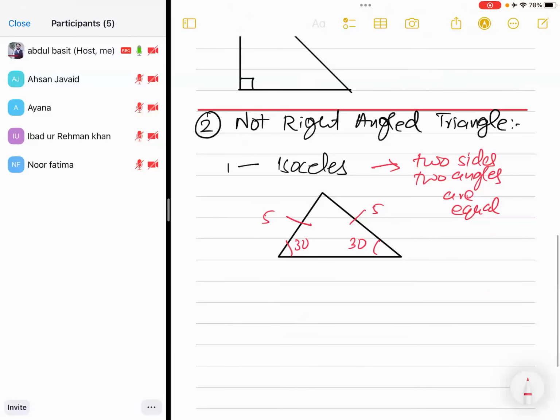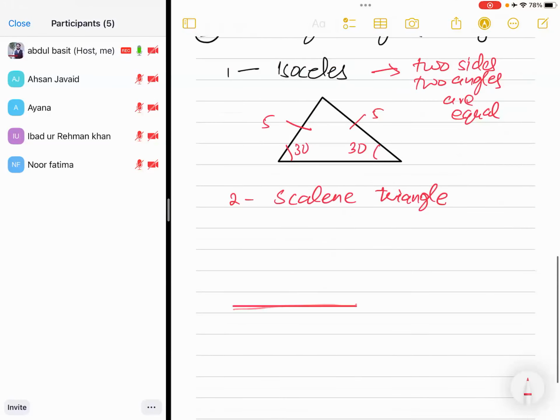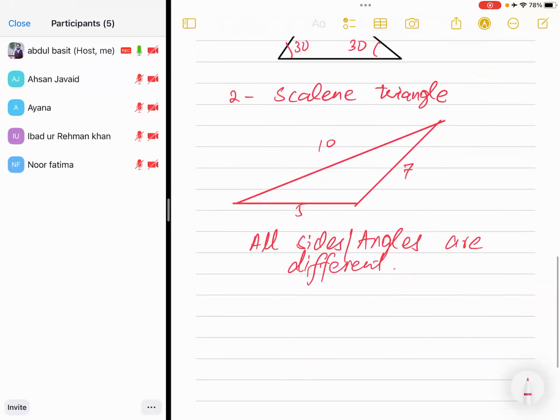The second type in not right angle triangle is a scalene triangle. Scalene triangle is a triangle in which all the sides are different. For example, that's 10, that's 5, that is 7. So it means that all sides, or all angles, are different. This is what a scalene triangle is.